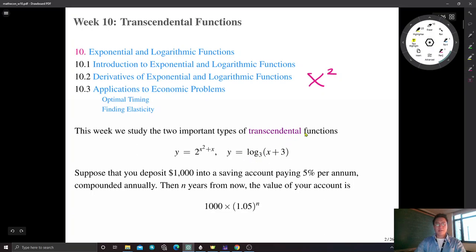And the second transcendental function is logarithmic function. So I'm not sure if you have seen this type of function, but logarithm is defined as the inverse of the exponential function. So it turns out that there is a very close relationship between these two functions. So most properties of logarithm are inherited from exponential functions.